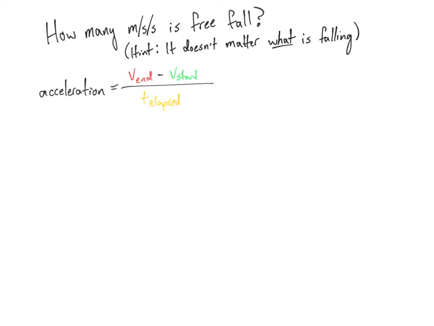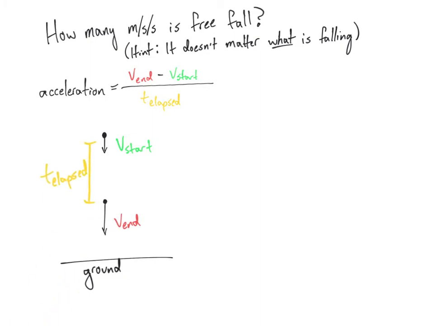We need to do some measurements to get this answer, though. What we will do is measure an object as it is falling. We'll take an object and drop it towards the ground. Since this object is accelerating, we expect it to speed up and get faster and faster as it heads towards the ground. It starts with velocity v start and ends with velocity v end, and between those two points some amount of time elapses.